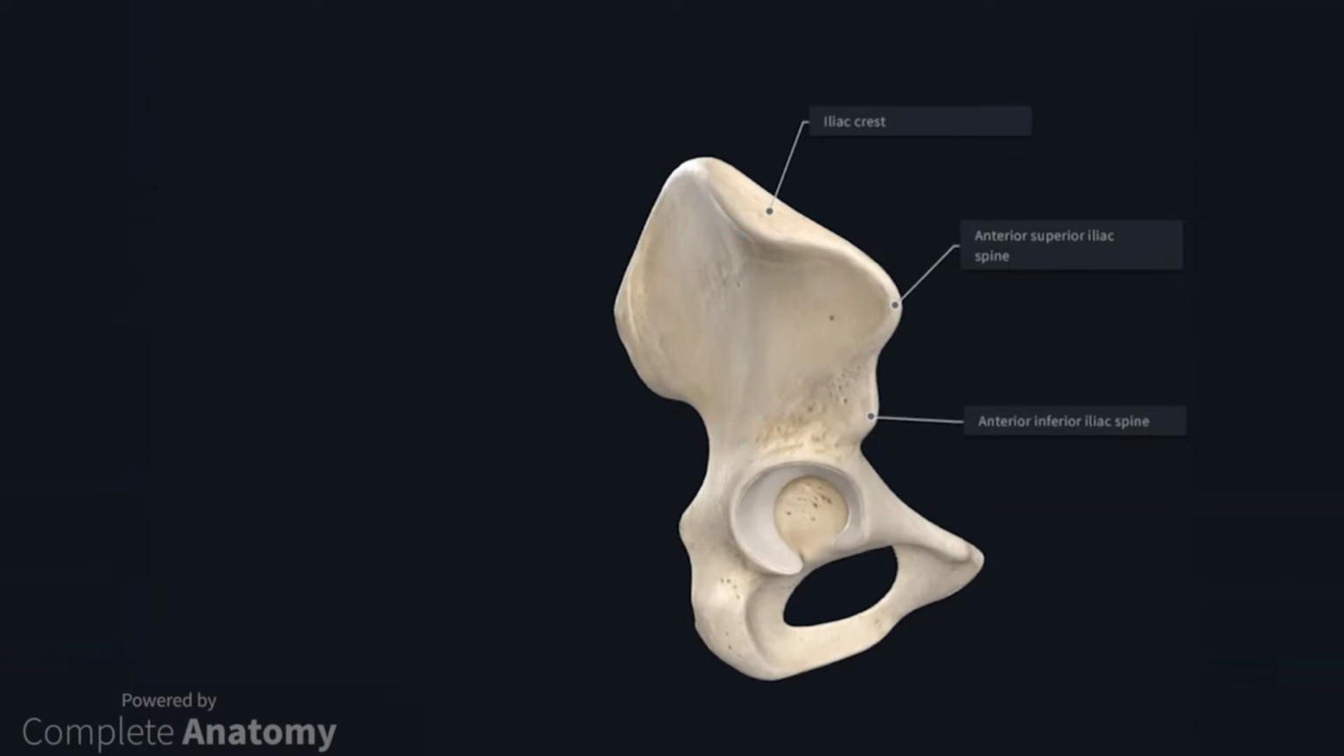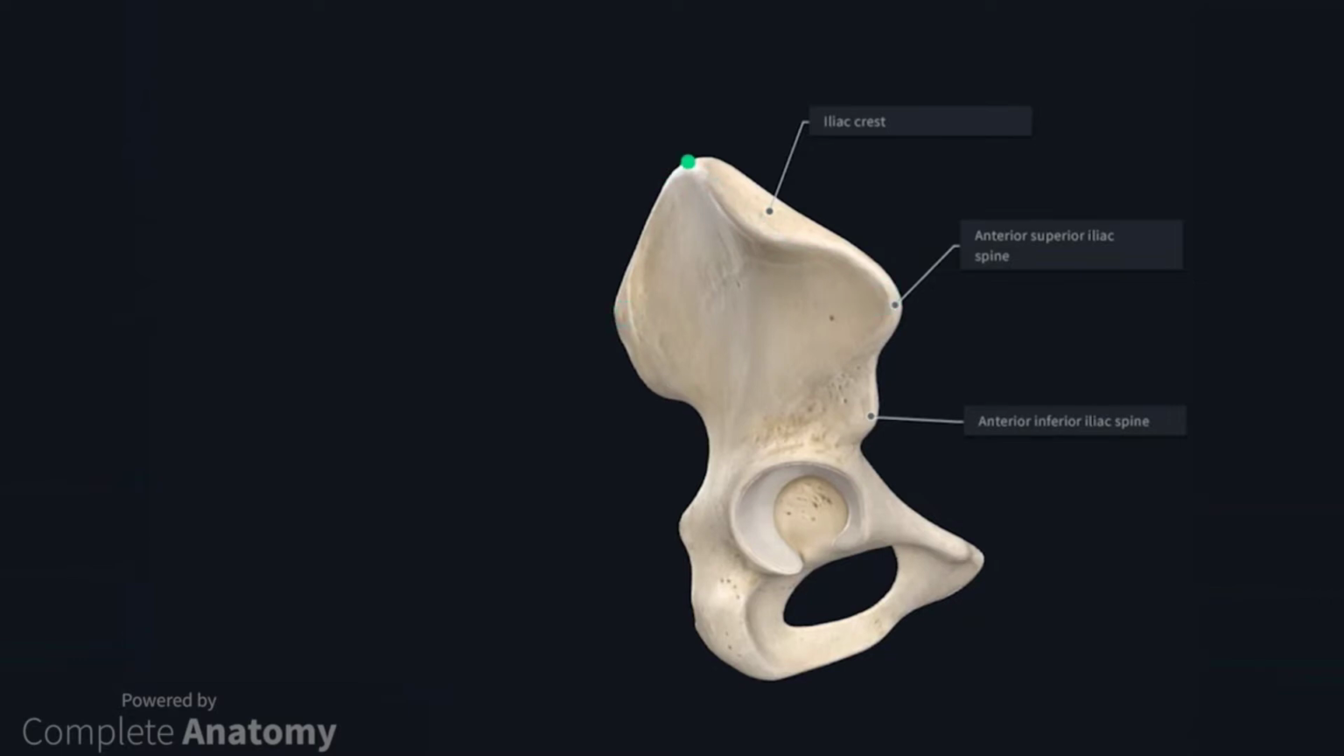It is the most superior of the coxal bones and is the one most easily palpated at its most superficial points. In fact, the part of the bone that you'll most easily be able to palpate on yourselves is the iliac crest, which runs between the iliac spines.